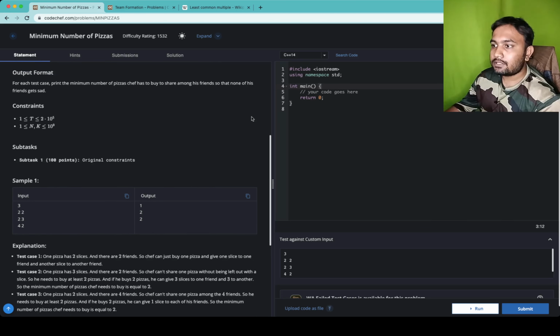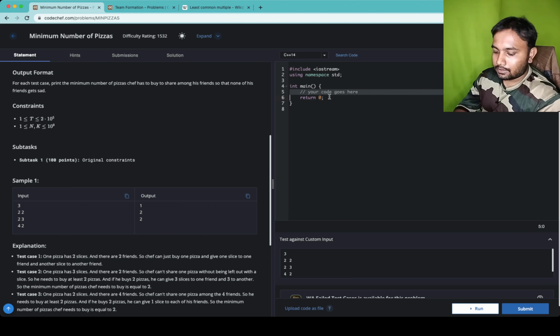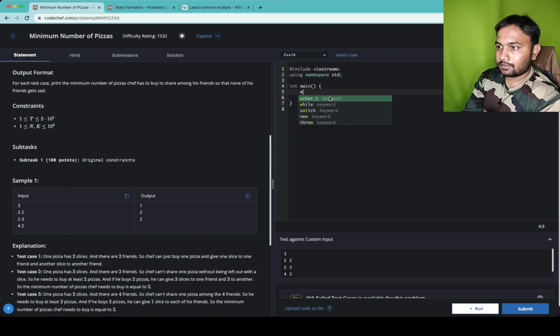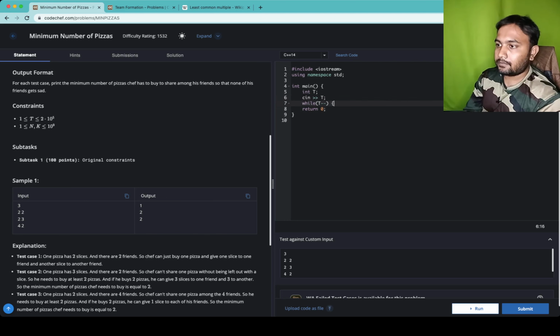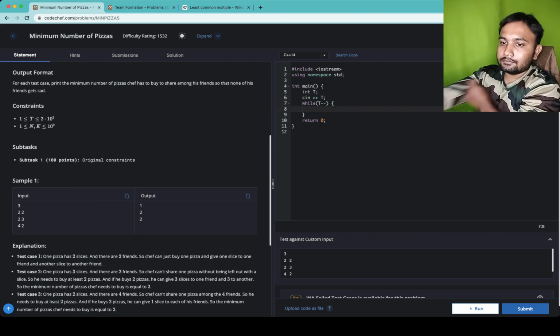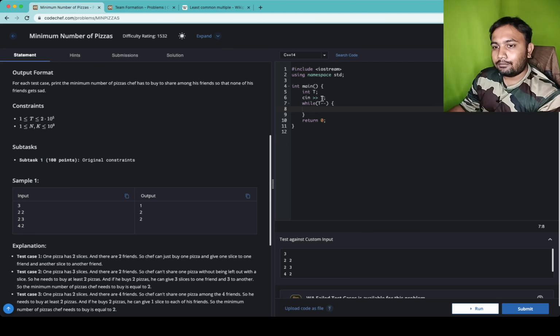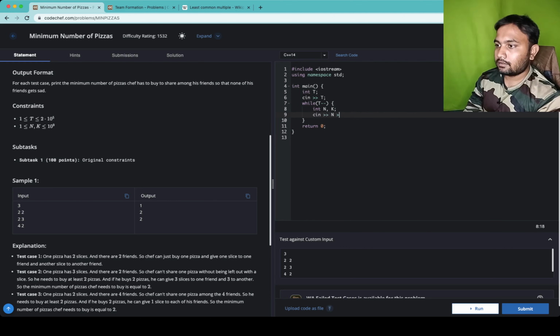But what are the ways to find out the LCM? So one way to find out, given 2 numbers, so let me just first write down the very basic sort of an implementation for LCM. Then we will look how to optimize it. I shouldn't have said that, but okay. So while t minus minus, now basically we will take our n and k and we will take the input.